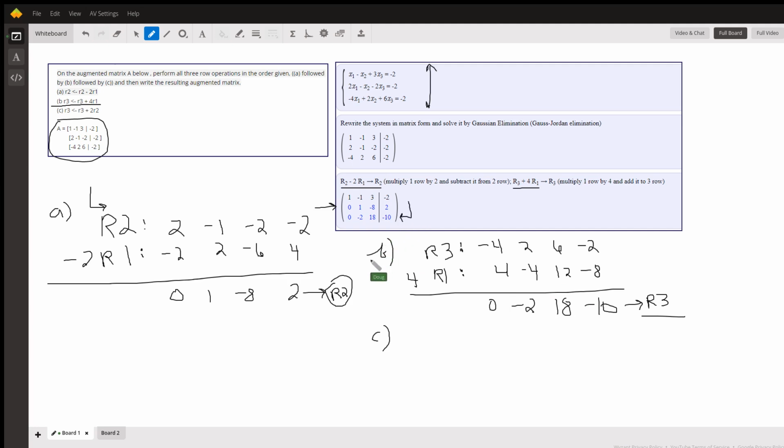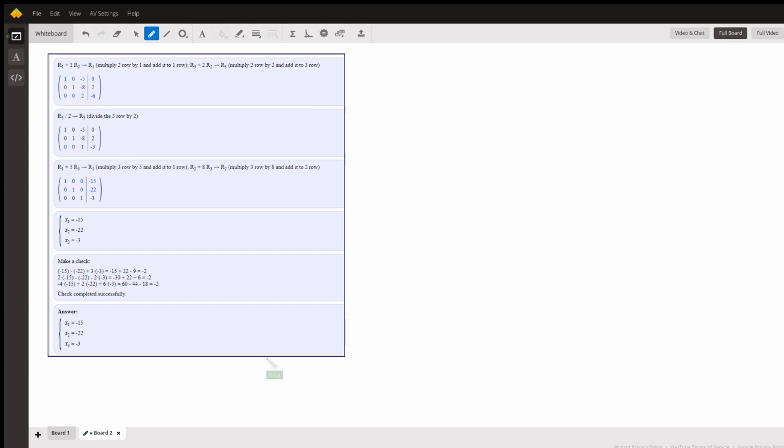Now for part C, you have to use the new values. So we're going to take the existing row 3, which is now this one. We're going to multiply row 2 by 2 and add the corresponding elements. I'm going to leave that to you. I hope you got the idea. But here's where we're headed.